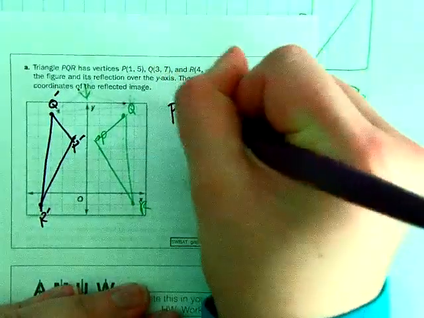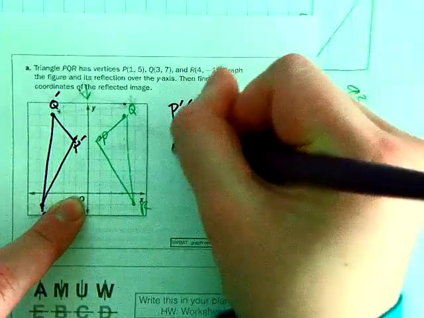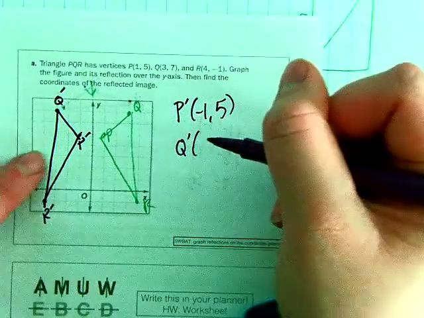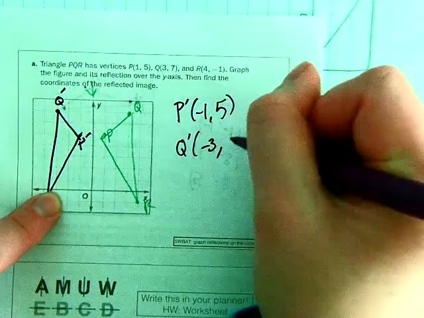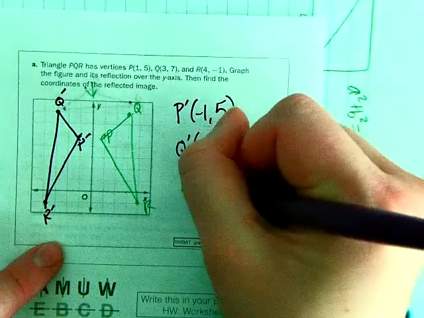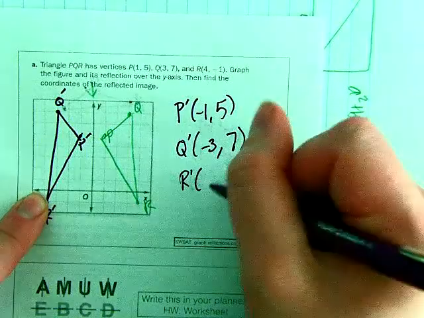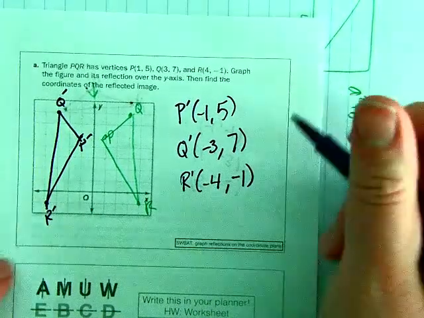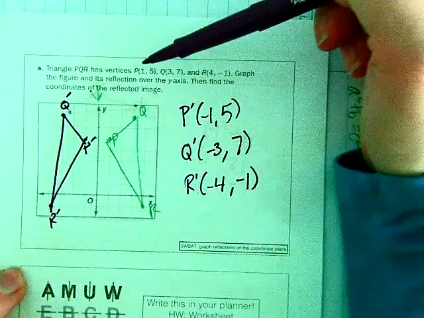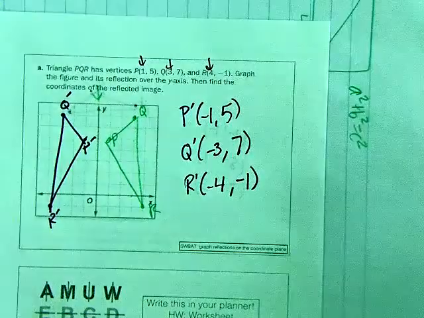P prime was -1, 5. Q prime is -3, 7. And R prime is -4, -1. Which is the same as if I had just flipped the signs of the x's because I reflected over the y-axis.